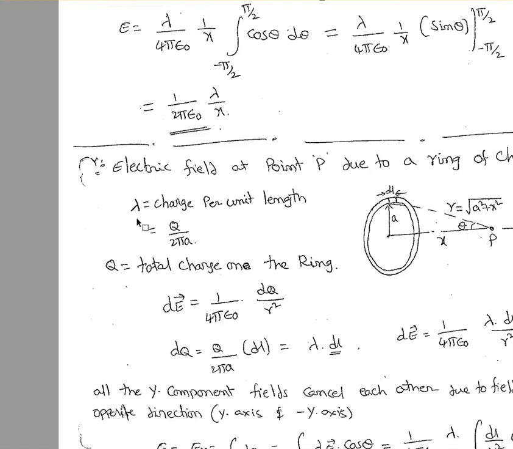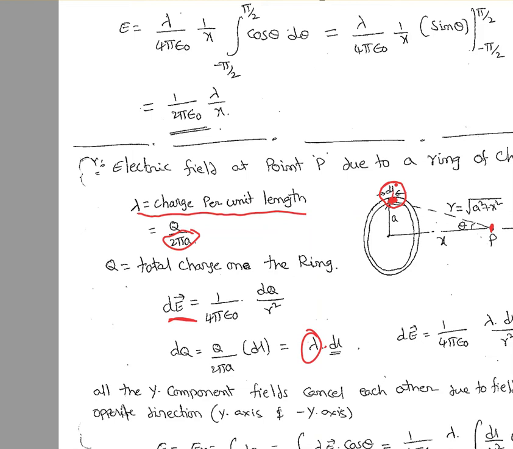Here, lambda is charge per unit length, similar to the previous case. The length is 2 pi a, since a is the radius of the loop, and Q is the total charge on the ring. Now I'm going to take a very small length on that ring, which I'll call dL. Because of this dL, the electric field at point P is dE, equal to 1 over 4 pi epsilon naught, which is k, times dQ over r squared. dQ is the charge only in the small piece, so I can write it as lambda times dL, because Q is the total charge.